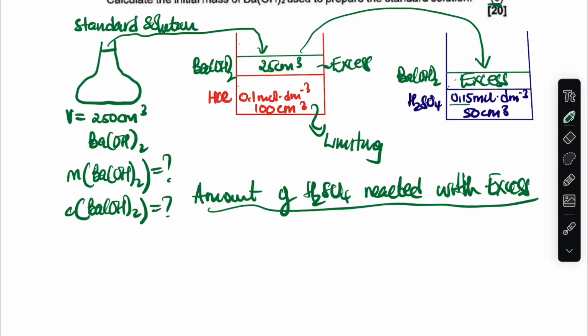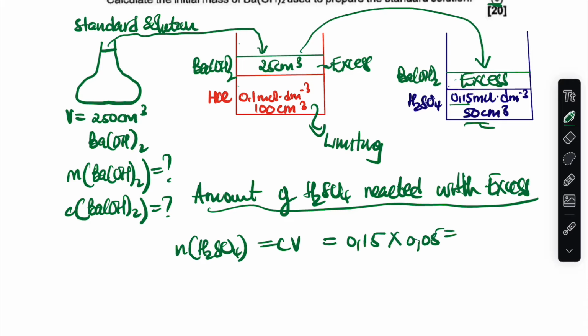So we have a concentration and the volume. We will say the number of moles of sulfuric acid is equal to CV, and the concentration is 0.15. We multiply by the volume, which is 50, and divide by 1000. It's going to be 0.05, and then the answer there is going to be 0.025 mole. So this is the number of moles of the sulfuric acid that reacted.